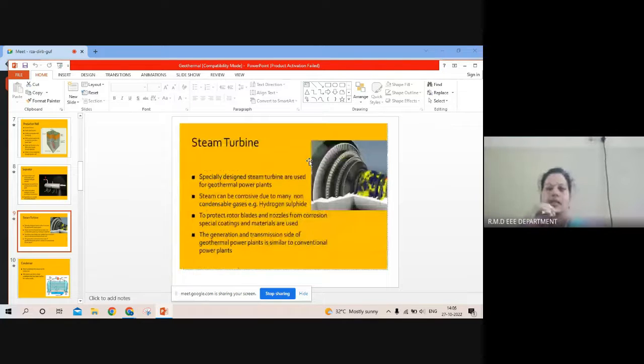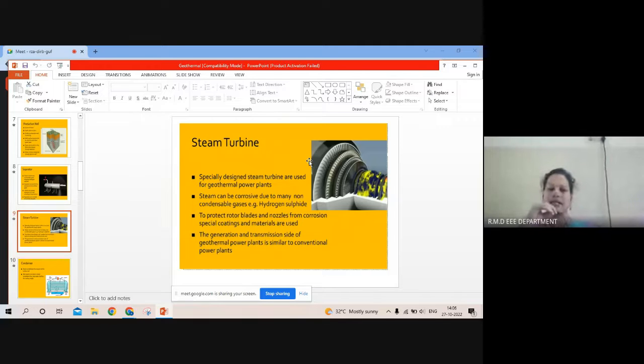And followed by the steam turbine, we all know that the turbine is the one which captures the geothermal heat energy, and by means of steam it is converted into mechanical energy. The steam can be corrosive due to many non-condensable gases, as I said earlier. So to protect the blades and the nozzles from such corrosion, we need special coatings, and special materials are required for constructing the coatings in order to avoid the corrosive effect on the blades due to non-condensable gases like hydrogen sulfide.